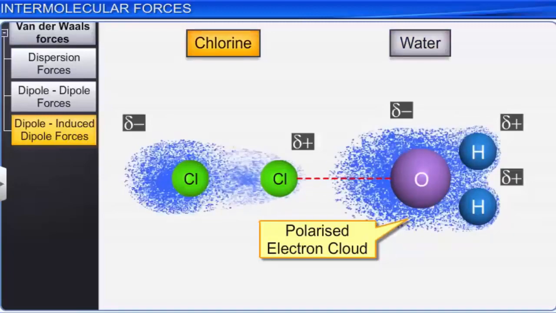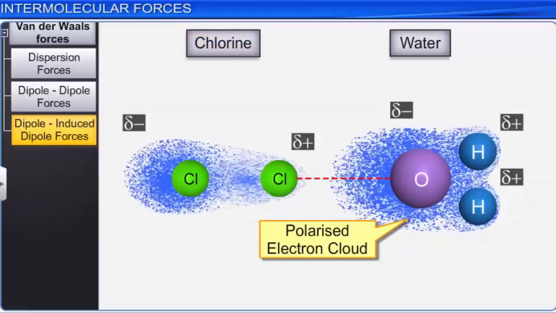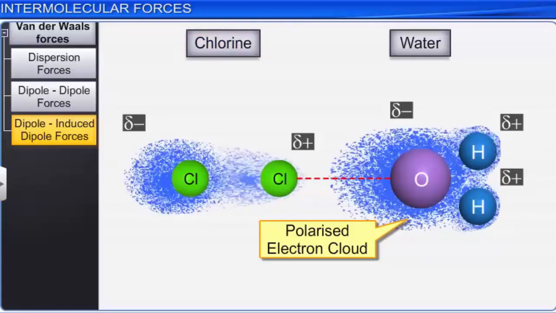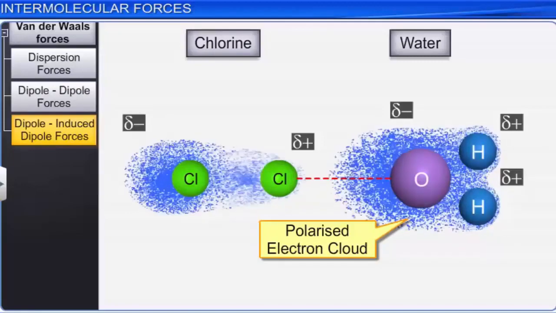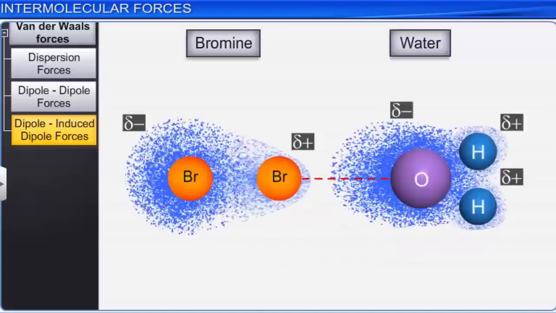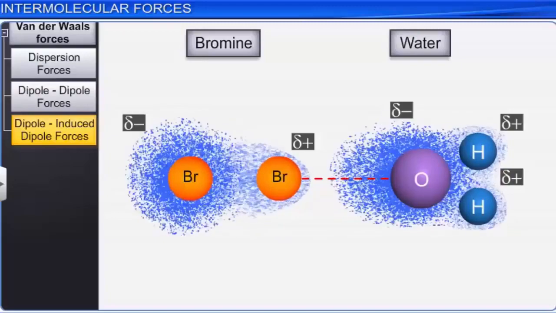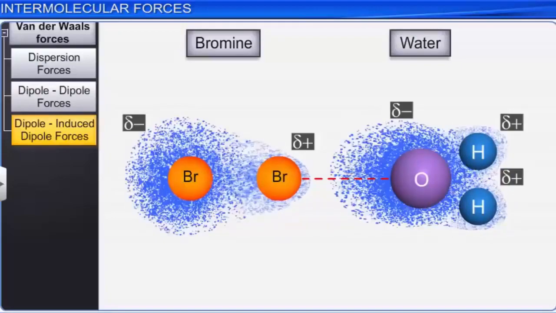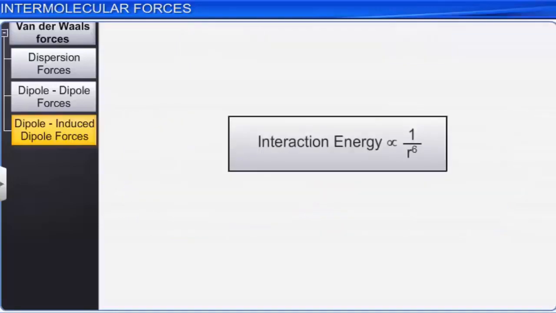The induced dipole moment depends upon the dipole moment present in the permanent dipole and the polarizability of the nonpolar molecule. Larger the size of the nonpolar molecule, higher is the polarizability, and hence greater is the strength of the attractive interactions. In this case also, interaction energy is inversely proportional to the sixth power of the distance between the two interacting particles.